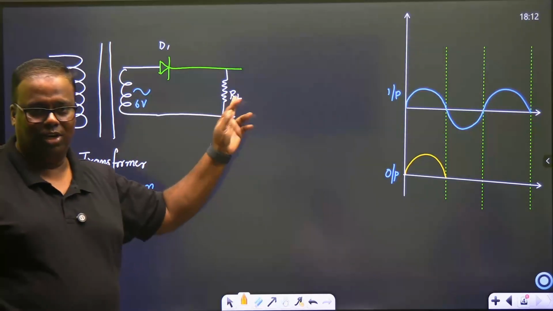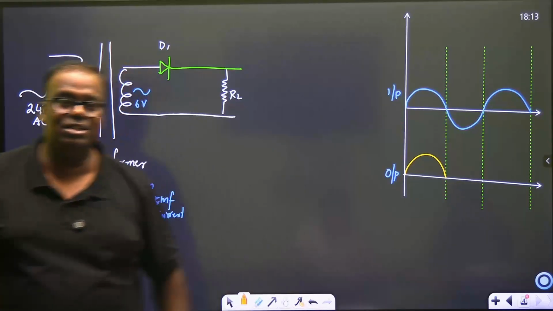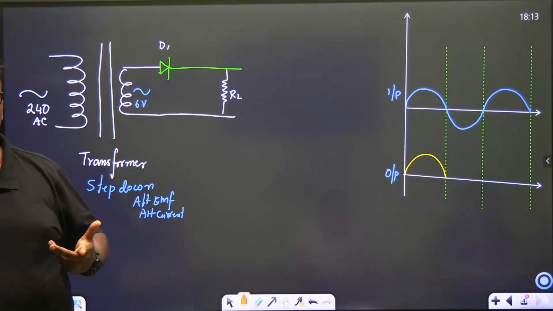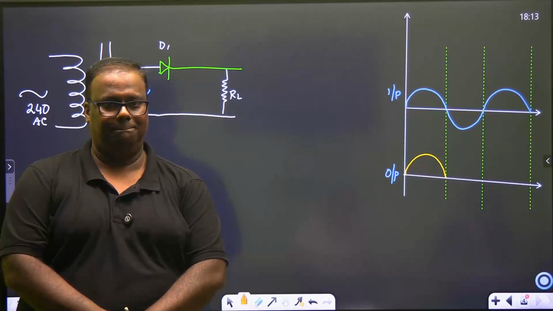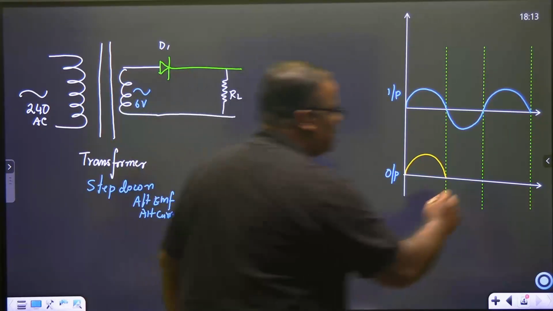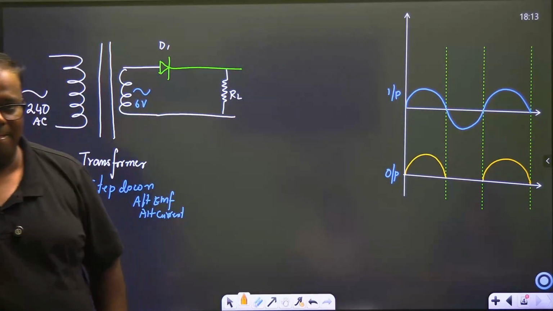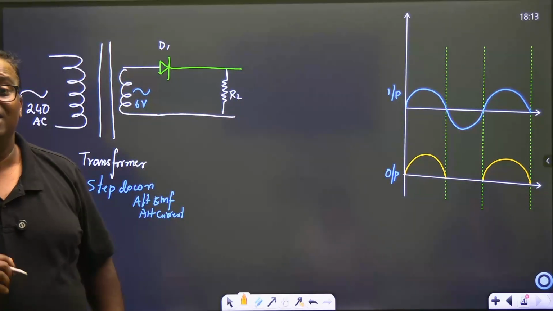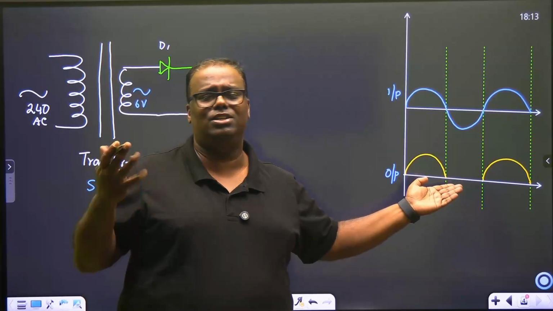Fellow has got a voltage. In the immediate next cycle, this diode is reverse biased. It just becomes quiet. Again, in the positive cycle, it becomes forward biased. No, there won't be anything. As I told you, that minority current is negligible and of no use to us.